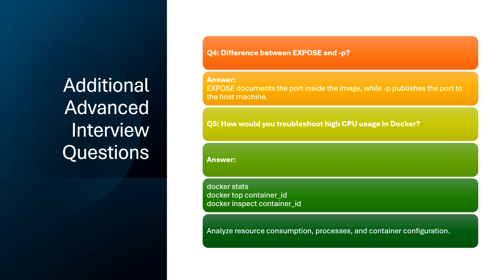How would you troubleshoot high CPU utilization in Docker? The approach would be, first we will see the stats by using docker stats, docker top with the container ID to see the processes running, and docker inspect with the container ID to analyze utilization, running processes, and configuration issues.